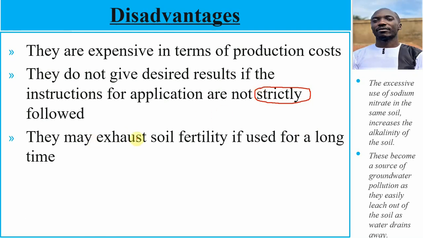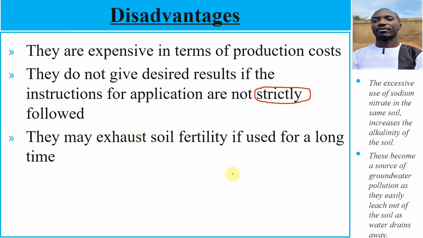Then they may exhaust soil fertility if you use them for a long time. So what we mean here is that the soil has its natural fertility, but the major purpose of a fertilizer is to improve on the soil fertility. Instead, once you use them excessively, season after season, they might exhaust the soil fertility, and at times they can even change the chemistry of the soil. What do we mean when we talk of the chemistry? Like we said, if you use excess ammonium fertilizer, the soil will become acidic. In other words, the chemistry of the soil has been altered.